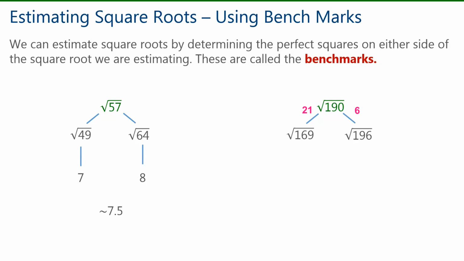So the square root of 169 is 13. The square root of 196 is 14. And from these two numbers that I placed up here, I know that it's much closer to 196. So if I have to pick a number between 13 and 14, but much closer to 14, I might say 13.8 or 13.9.